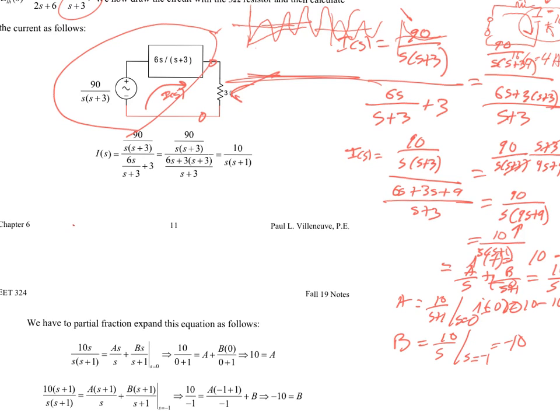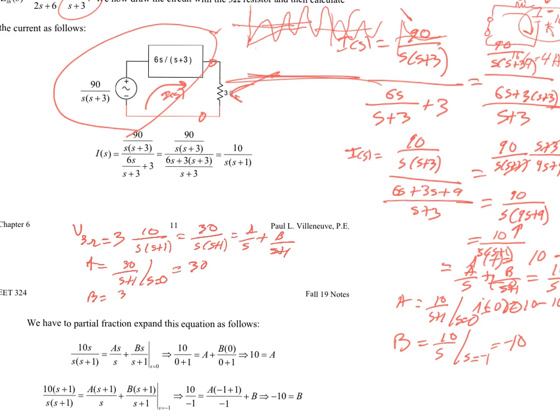So V3 ohm is going to be equal to 3 times 10 over S times S plus 1, which is 30 over S times S plus 1, which is A over S plus B over S plus 1. A, you notice it's a very consistent pattern, right? I do a lot of the same things over and over again. A is going to be equal to 30 over S plus 1, evaluated at S equals 0. And B is going to be equal to 30 over S when S equals minus 1.